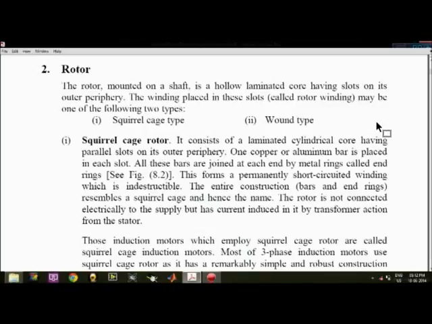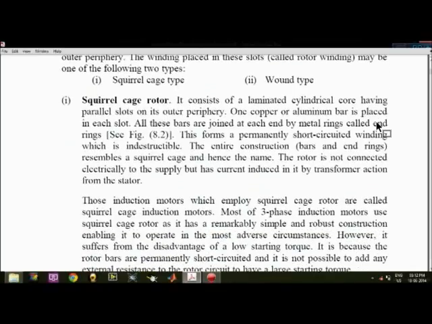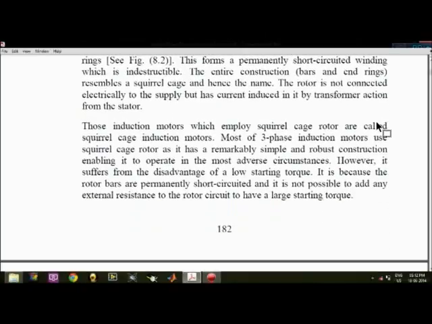The rotor is not connected electrically to the supply, but it has current induced in it by transformer action from the stator. So we compare it with a transformer. Those induction motors which employ a squirrel cage are called squirrel cage induction motors. Most three-phase induction motors are squirrel cage, as it has a remarkably simple and robust construction and can operate in most adverse circumstances.